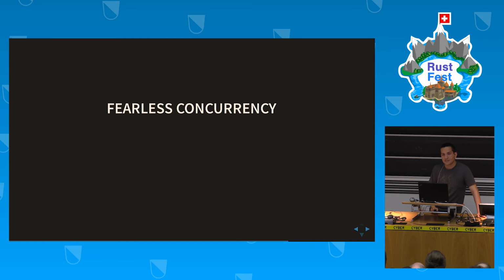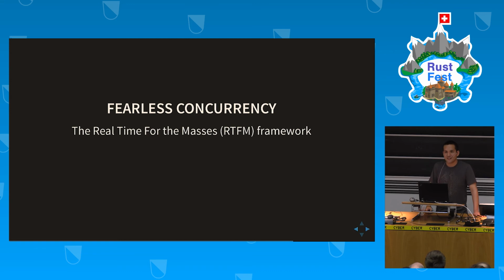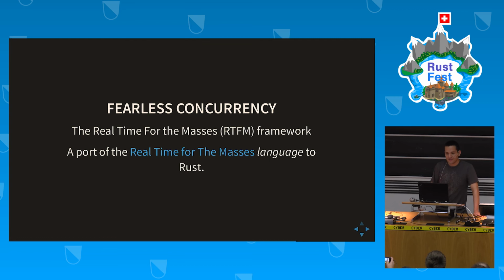Now we have seen how to use locks to prevent data races. But even if you follow these guidelines, doing so by hand is tedious and error-prone. And also, all the programs have a bit of unsafe code in them. Instead, we'd like to write just safe Rust code and have the compiler enforce the memory safety for us. And that's where we have the Real-Time For the Masses framework, which is dubbed RTFM. This is actually a port of the Real-Time For the Masses language to the Rust language. This language was developed at Luleå University of Technology. And it has some really nice properties.